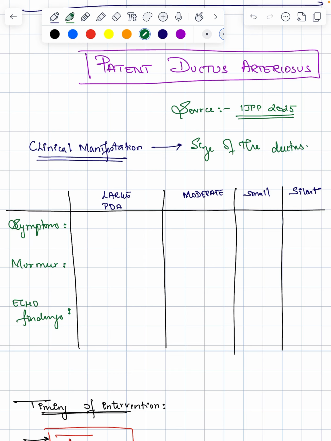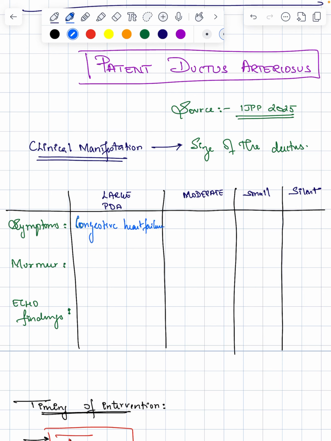Depending upon the clinical manifestation, or depending upon the size of the ductus the child has, we have classified into large, moderate, small and silent PDA. So what are the symptoms the child can have if the child is having a large PDA? The child will have symptoms of congestive cardiac failure.